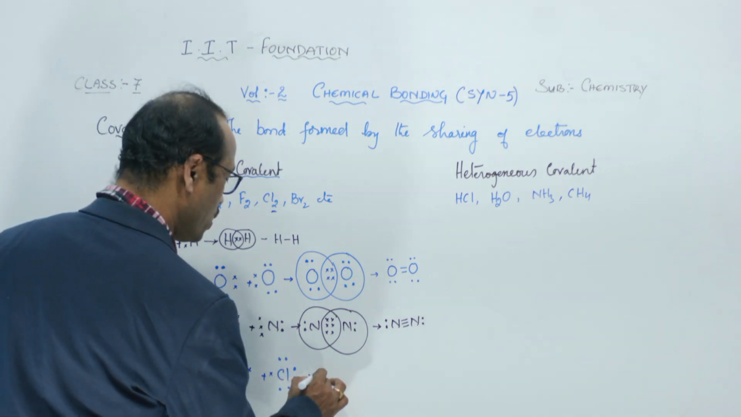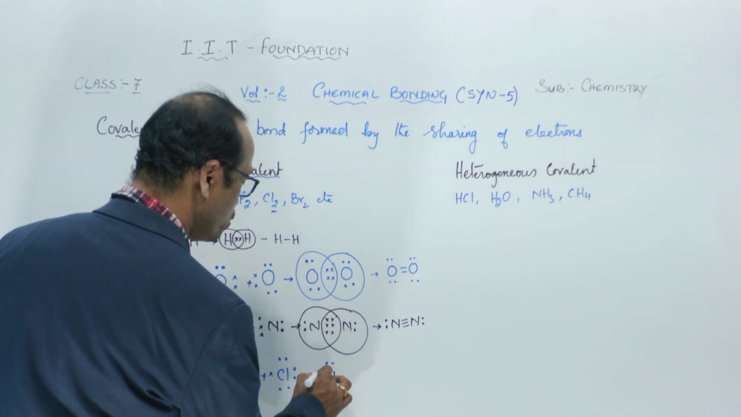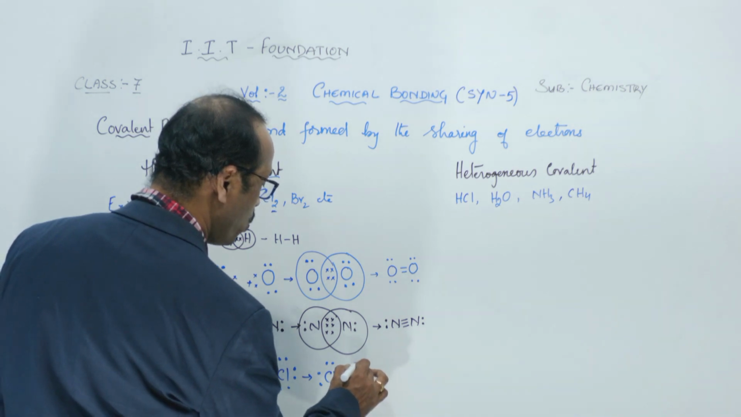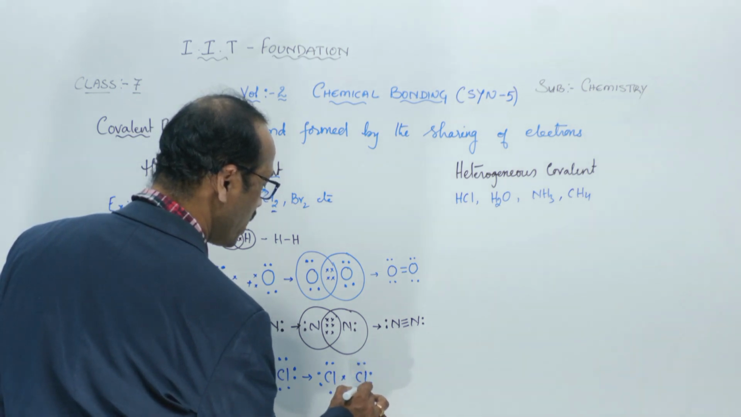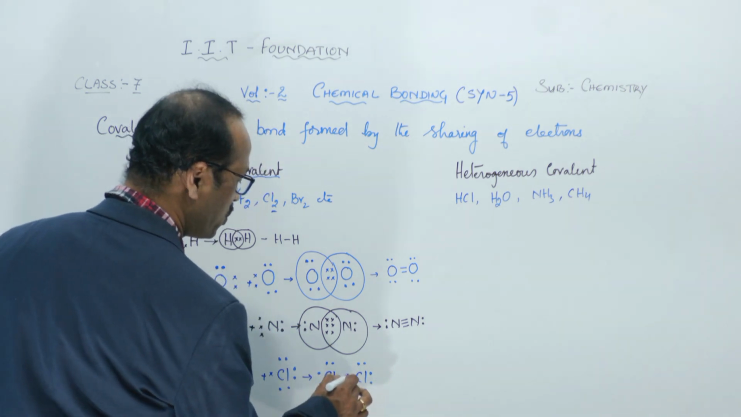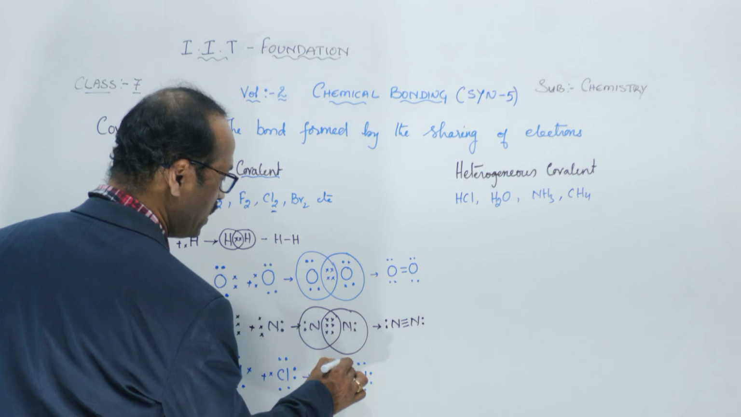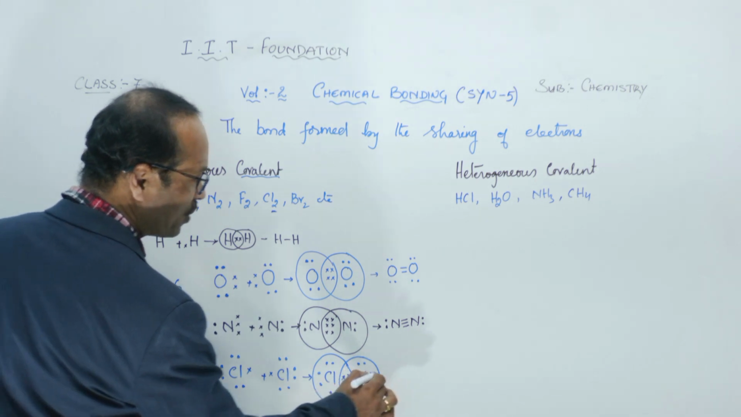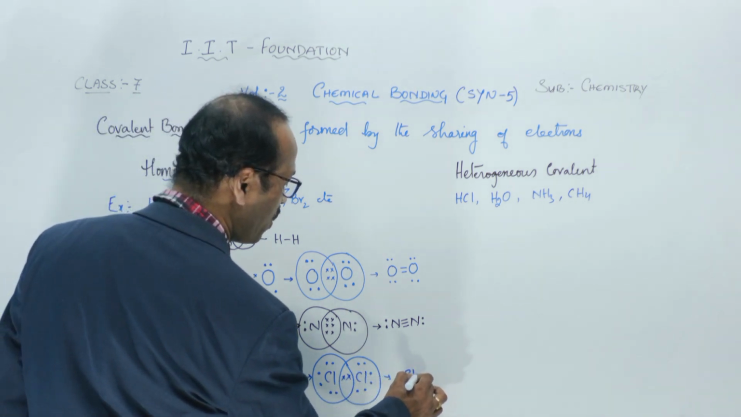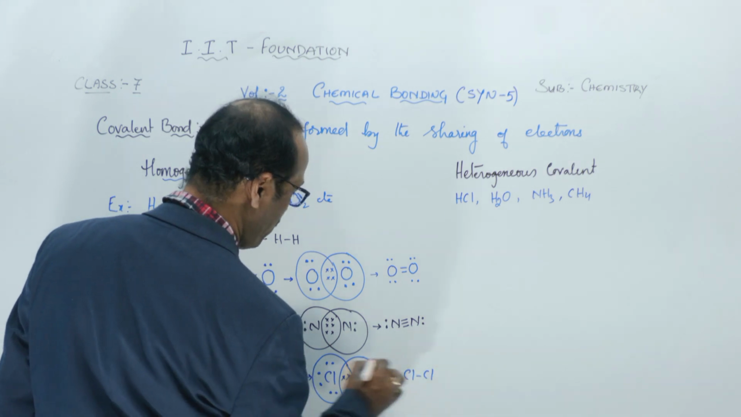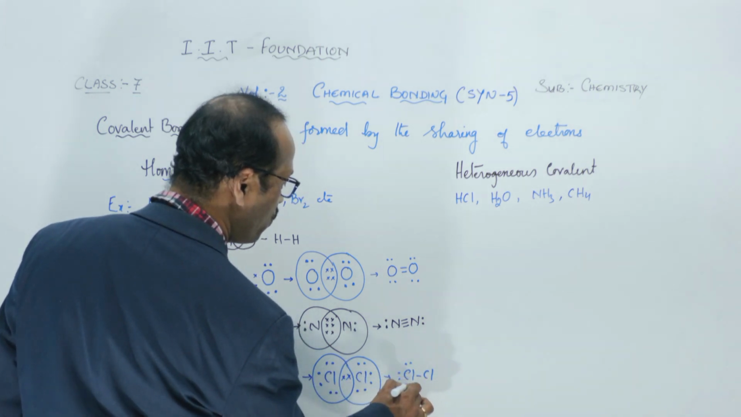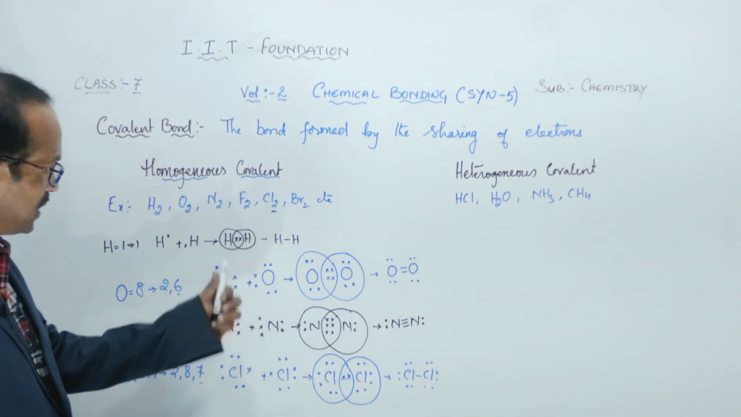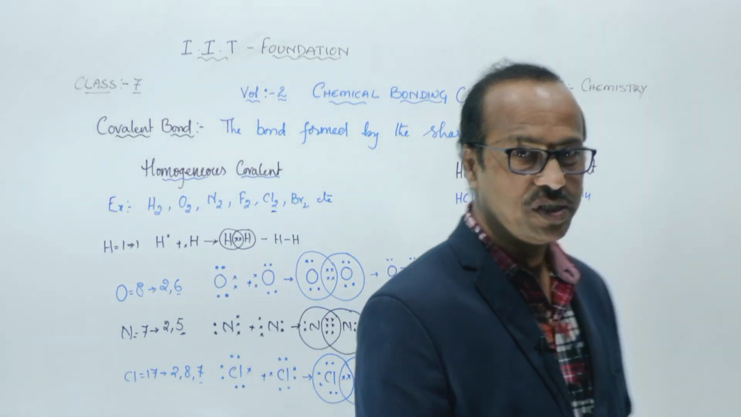So now what happens? This chlorine has 1, 2, 3, 4, 5, 6, 7, and this chlorine has 1, 2, 3, 4, 5, 6, 7. Now this chlorine is providing only 1 electron, and this chlorine is also providing 1 electron. These 2 electrons are shared by both the chlorine atoms. So only 1 pair of electrons is shared, and here 1, 2, 3, 4, 5, 6 on each. So this is the formation of a homogeneous covalent bond.